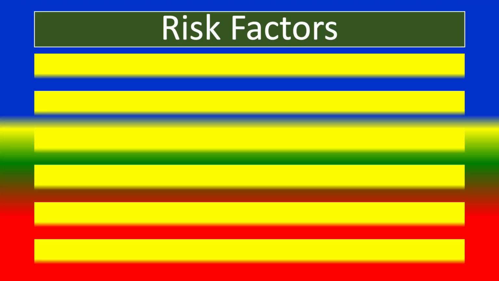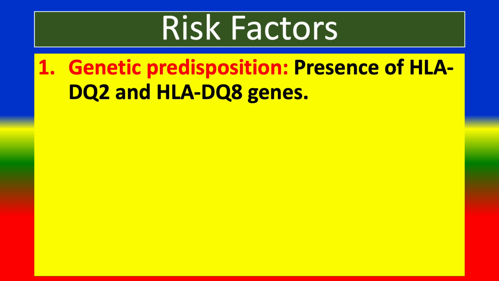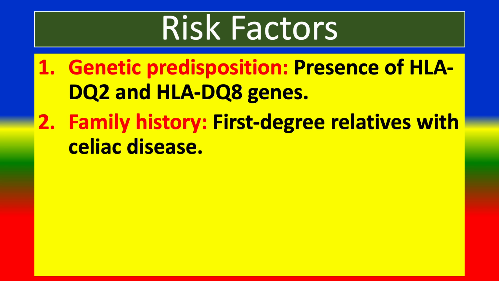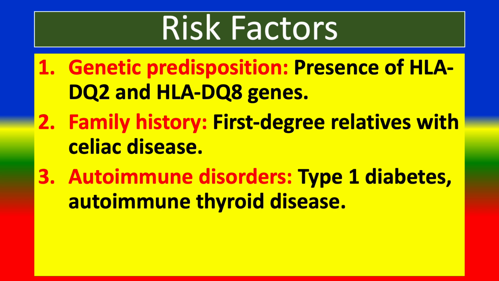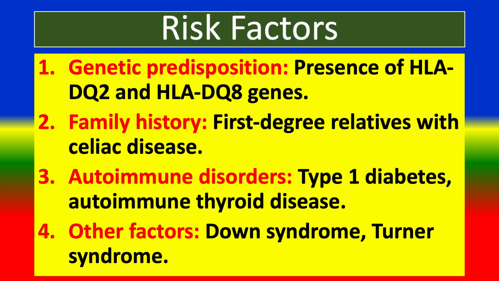Risk factors. 1. Genetic predisposition, presence of HLA-DQ2 and HLA-DQ8 genes. 2. Family history, first degree relatives with celiac disease. 3. Autoimmune disorders, type 1 diabetes, autoimmune thyroid disease, and other factors, Down syndrome, Turner syndrome.